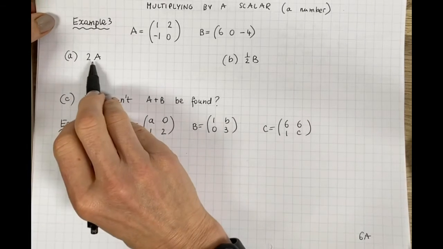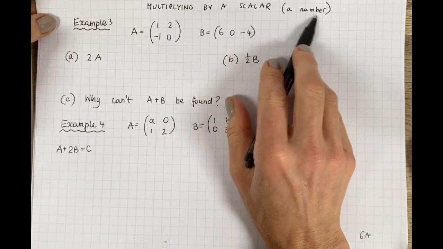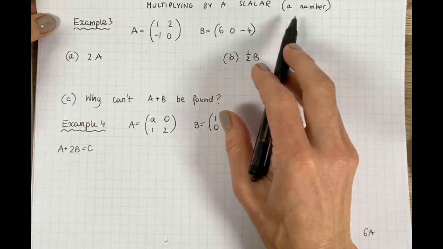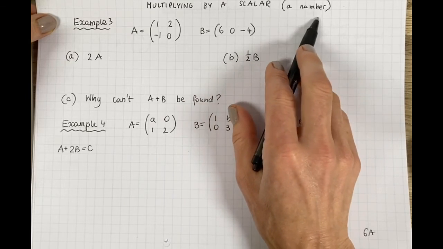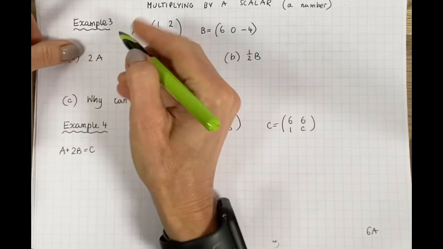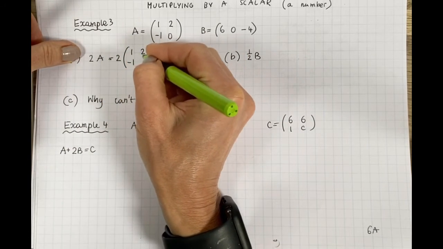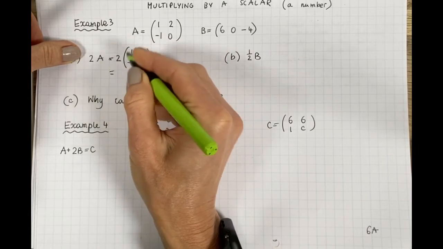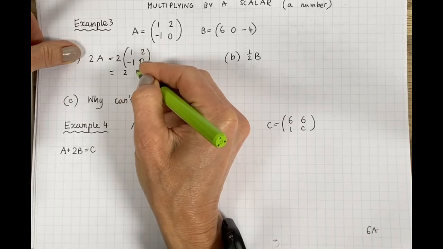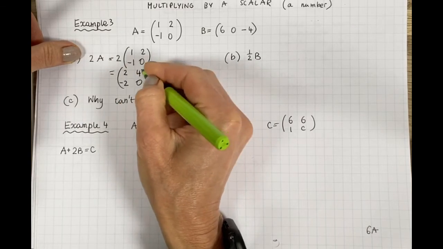So multiplying by 2, by the way, a word scalar refers to a number, a constant. So like 2, 3, pi, you could call it a k, meaning that k is a constant as well. So here we just need to put 2 lots of 1, minus 1, 2, 0. That tells me that I've got 2 of everything. So 2 times 1 is 2, 2 times 2 is 4, minus 2 and 0.